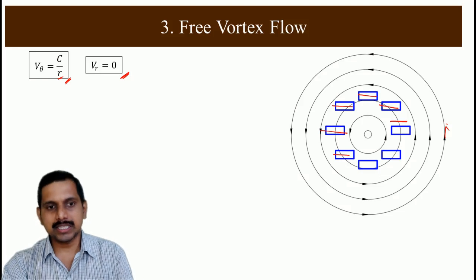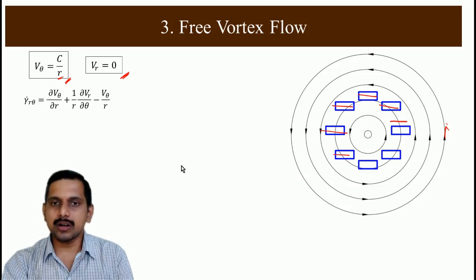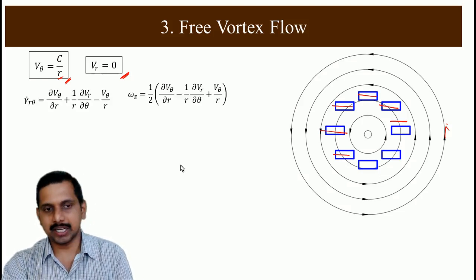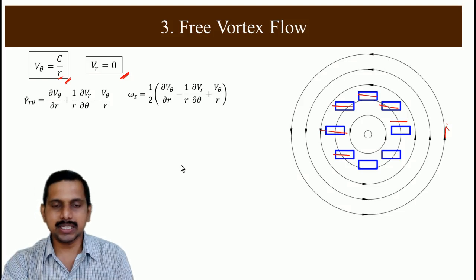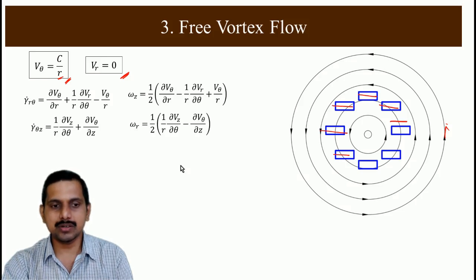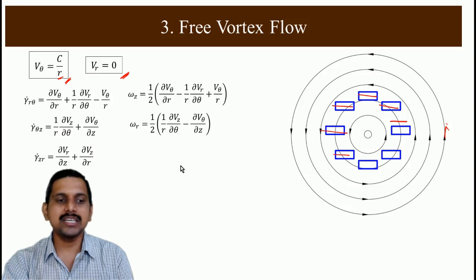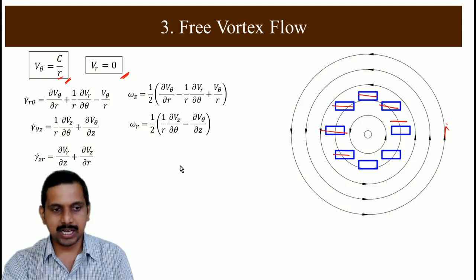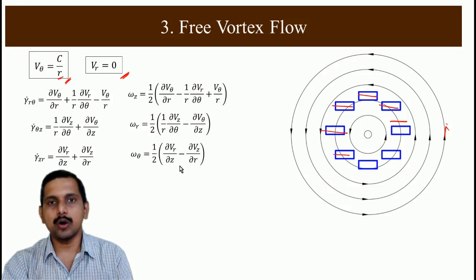Now let us understand this. What is the coordinate system we have to use? The cylindrical coordinate system. In the cylindrical coordinate system, this is given by gamma r theta dot and omega z, which we have discussed already. In a similar way, omega theta z and omega r, as well as gamma zr dot and omega theta.